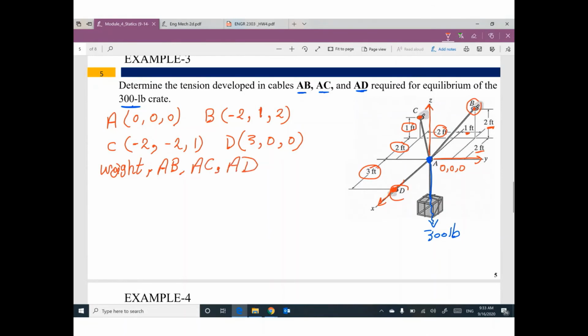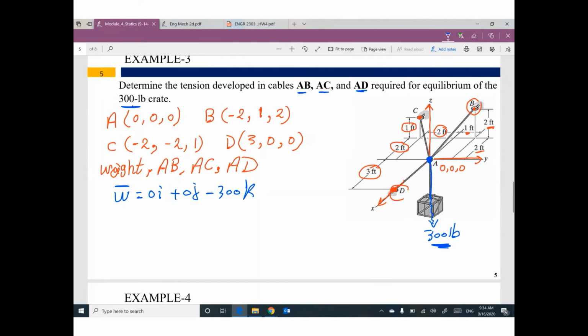Anybody can tell me what is the vector for the weight? This box has a weight equal to 300 vertically downward. So how can I convert this force, or this weight, to a vector? It's very simple. This weight is in the z direction only, so we don't have an x component, and we don't have a y component. We have -300 in the z component. This is the first one. What else do you have?